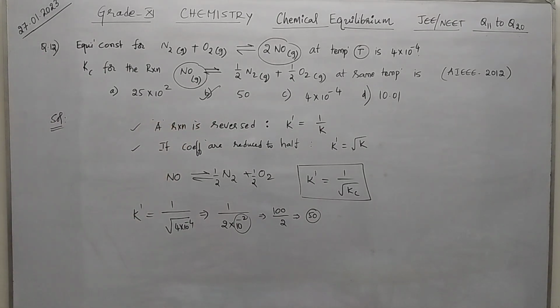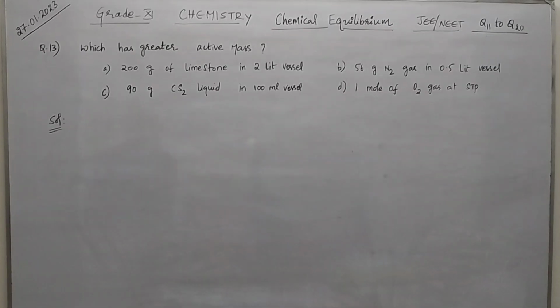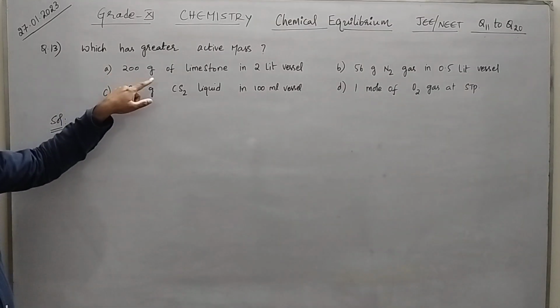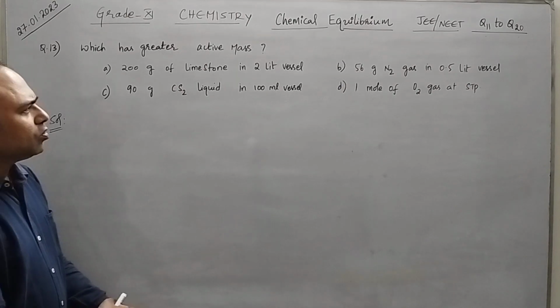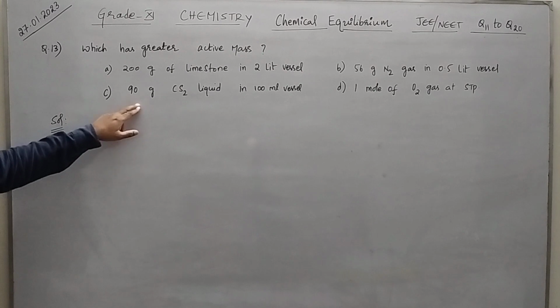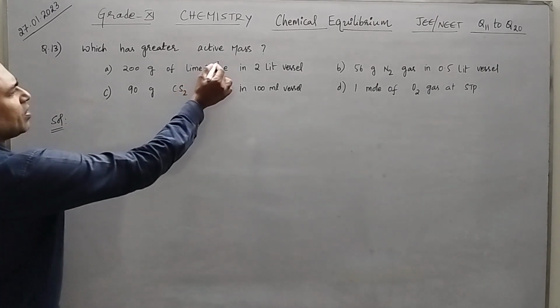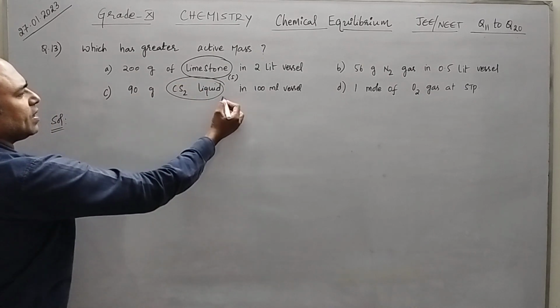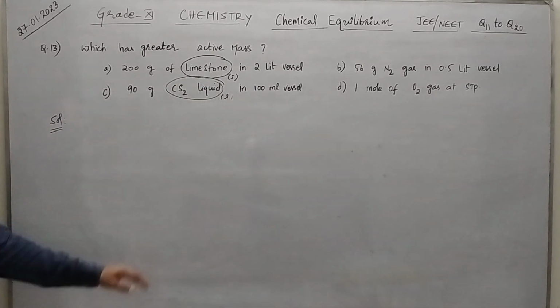Let's move to question number 13. Which has greater active mass? Four options are there. 200 grams of limestone in a 2 liter vessel, 56 gram N2 gas in a 0.5 liter vessel. The third one is 90 grams CS2 liquid. If you observe here, limestone is solid, and CS2 is in liquid condition.